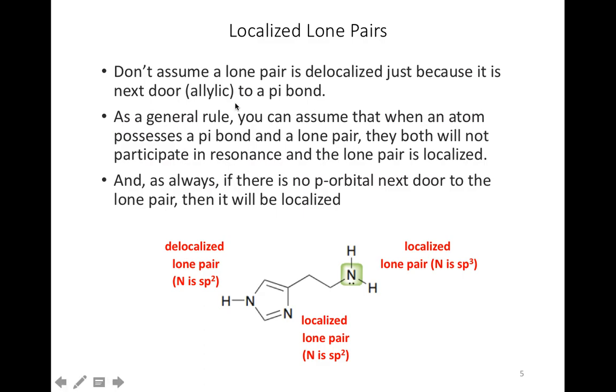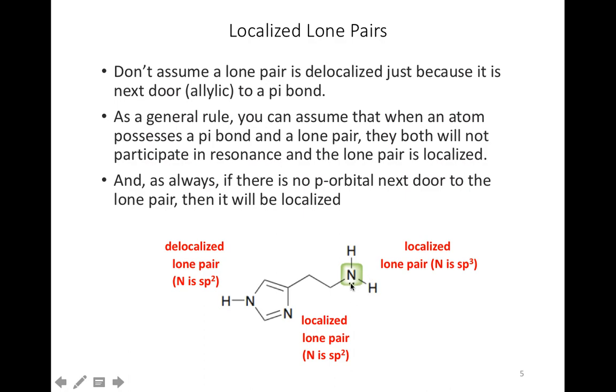So continuing from the last slide, we can't just assume a lone pair is delocalized just because it's allylic to a pi bond. As a general rule, if an atom possesses a pi bond and a lone pair, they can't both participate in resonance, and so that lone pair is going to be localized. Right? And as always, if there is no p orbital next door to the lone pair, then it's going to be localized. So if I look at the nitrogens in this compound, they all have a lone pair.